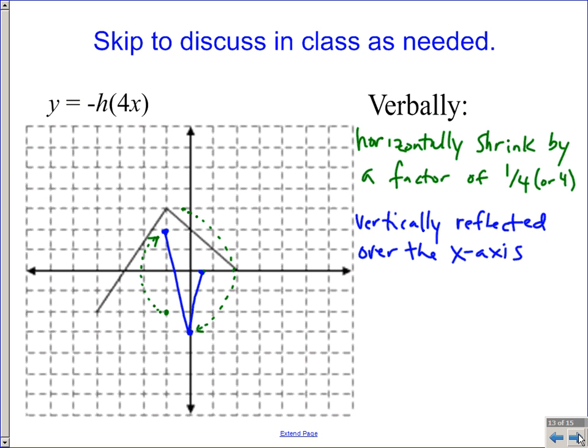We're going to skip this one as a lecture, but all the work's been done. Again, the green is an intermediate step, and I've stated verbally what would happen. Notice that this has a horizontal shrink by a 1/4. You could say 4 if you wanted, but the point is make sure you take the x-coordinates and multiply by a 1/4 or divide by 4.